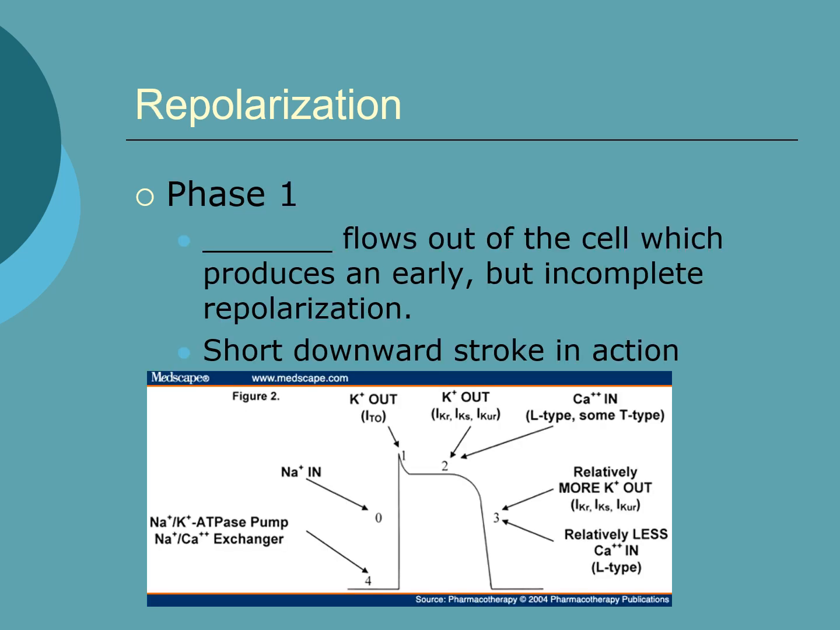In phase 1, this is where potassium flows out of the cell, which produces an early but incomplete repolarization. So this is what you'll see on that graphic there. This is what we're seeing in that short downward stroke in action for phase 1. It's not quite complete there.